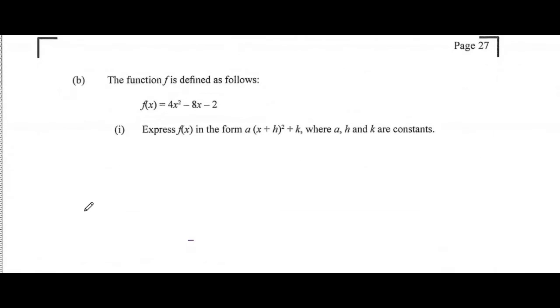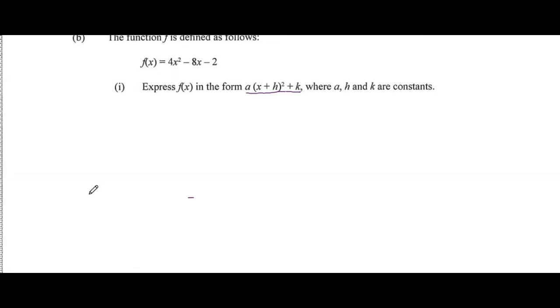Moving on. The function f is defined as follows. F of x equals 4x squared minus 8x minus 2. We have to express f of x in this form, a into x plus h all squared plus k. So this problem suggests that we use the method of completing the square.